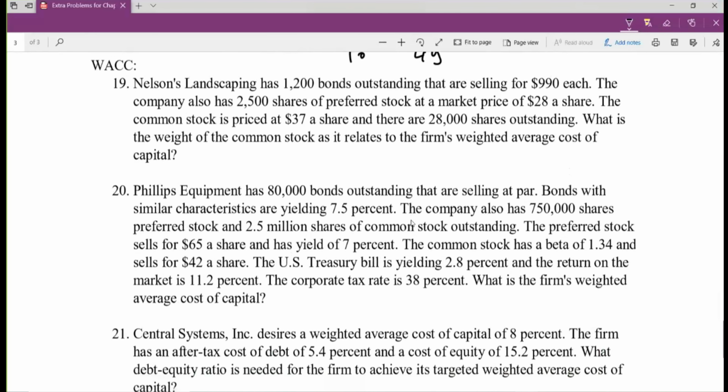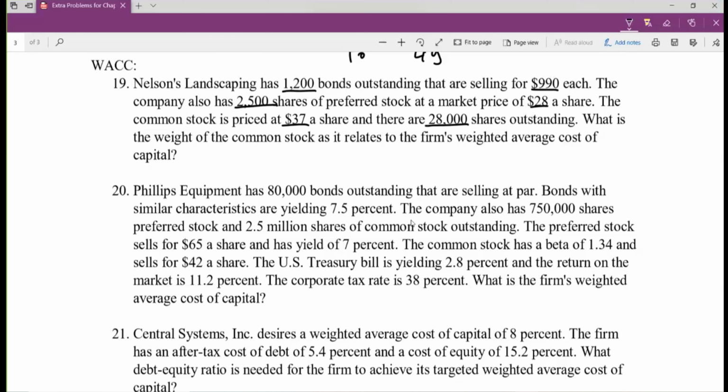Now number 19. This is an application, like the applications on the weighted average cost of capital. And number 19, we start by computing the weight of one of the components of the capital structure of the firm. So here we have Nelson's Landscaping has 1,200 bonds outstanding that are selling for $990 each. The company also has 2,500 shares of preferred stock at a market price of $28. The common stock is priced at $37, and there are 28,000 shares outstanding. What is the weight of the common stock as it relates to the firm's weighted average cost of capital? So I need to determine the weight of common equity.